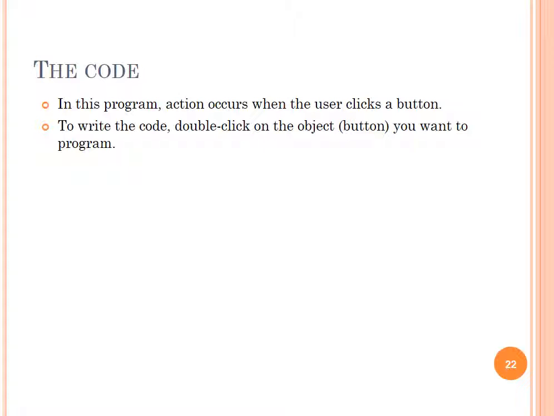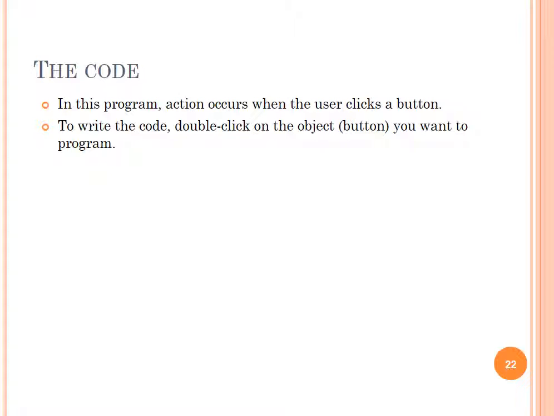Okay, let's take a look at the code. Now, one of the events that you should be very familiar with is the user clicking a button. And in this case, in the program that we're writing, there are 3 buttons, and the user is going to click one of them. So we have to program what happens when the user clicks a button.